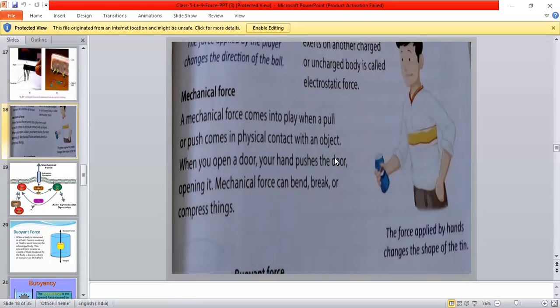For example, when you open a door, your hands push the door or we pull the door. So in this case, we are coming in physical contact with the object. Such a force is called the mechanical force. It can be used to bend, break or compress things. Next, we are going to see about the buoyant force.